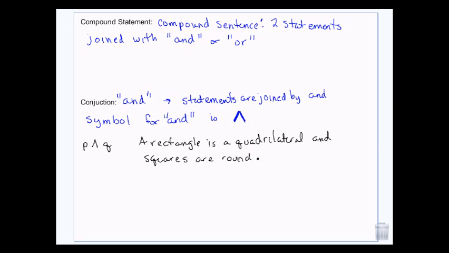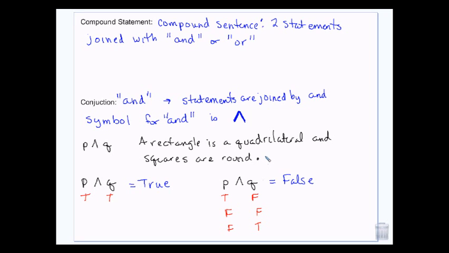Okay, now here's how it works. If P and Q are both true, then your statement is true. If P and Q are not both true, or if I have false and false, or false and true, then my statement is false. They both have to be true in order for it to be true. Because I'm saying and, right?